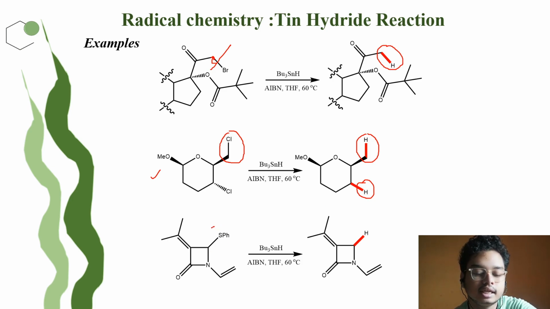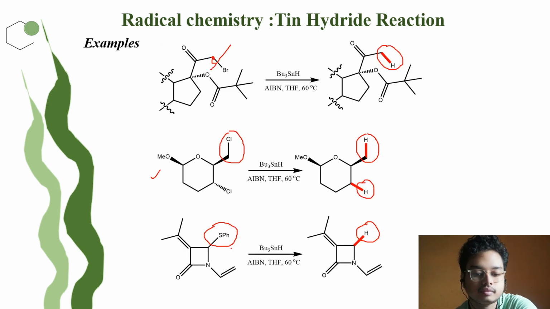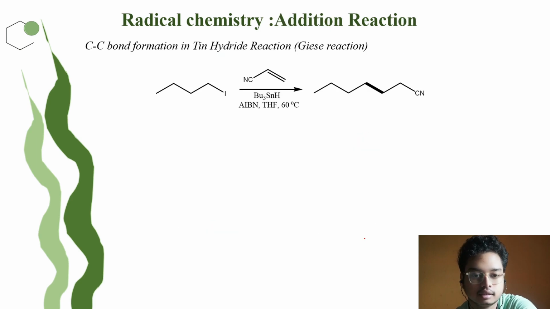Similarly, here you can see a C-SPh bond, and a similar fate has been observed where the SPh bond has been replaced by hydrogen, because, as in the previous case, you can see that X can be SPh also. Now there is another interesting reaction using tin hydride, where you can actually make a carbon-carbon bond formation by this strategy.